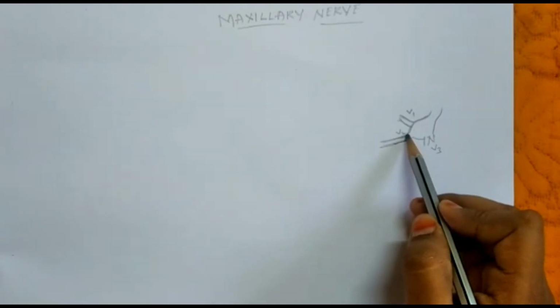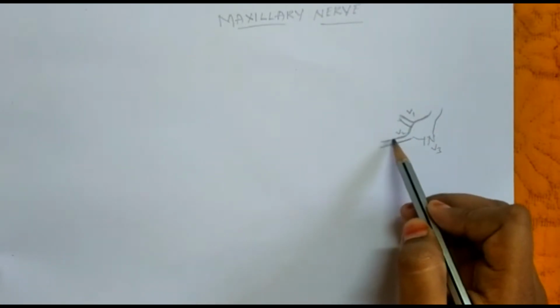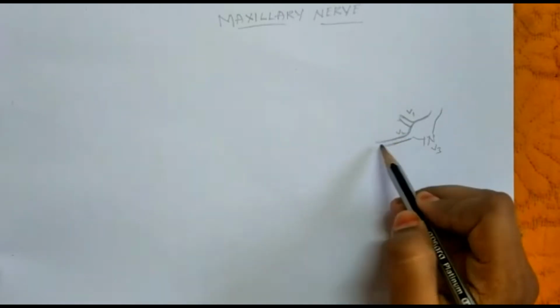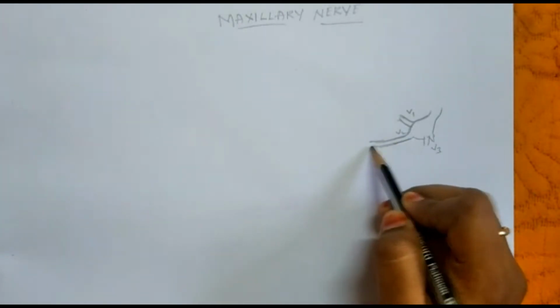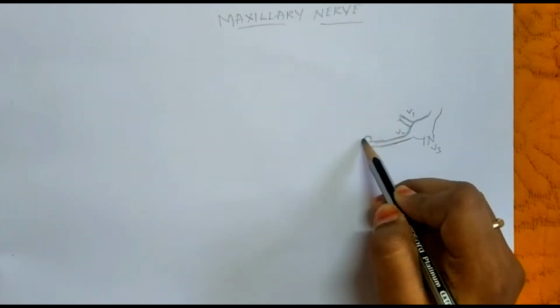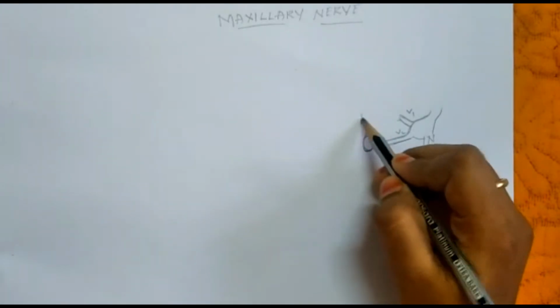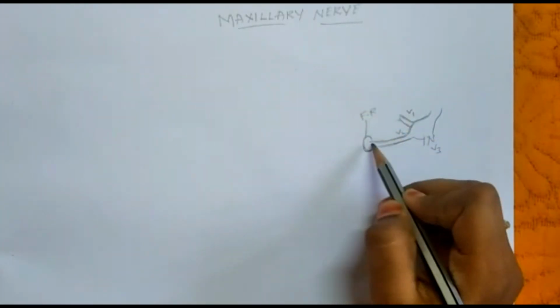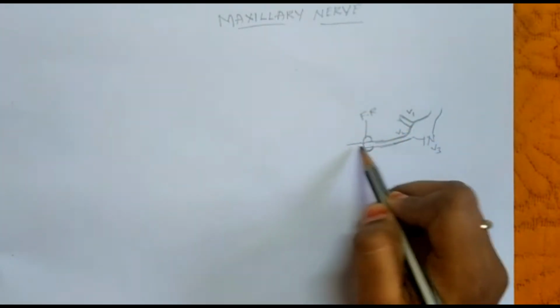This maxillary nerve exits the middle cranial fossa and enters into the pterygopalatine fossa through the foramen rotundum. This is the foramen rotundum. Through this foramen, it enters into the pterygopalatine fossa.